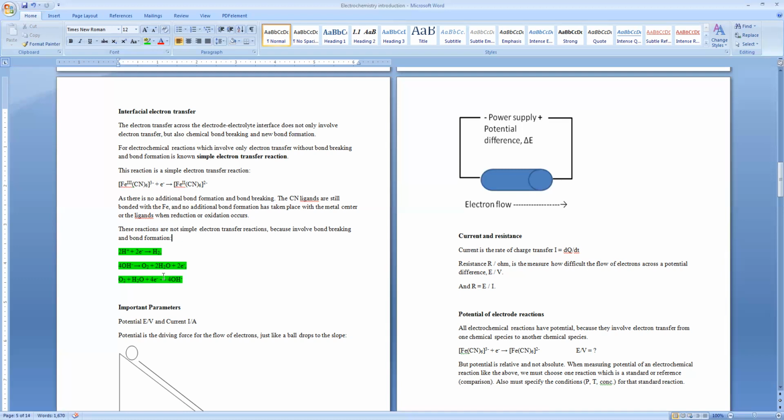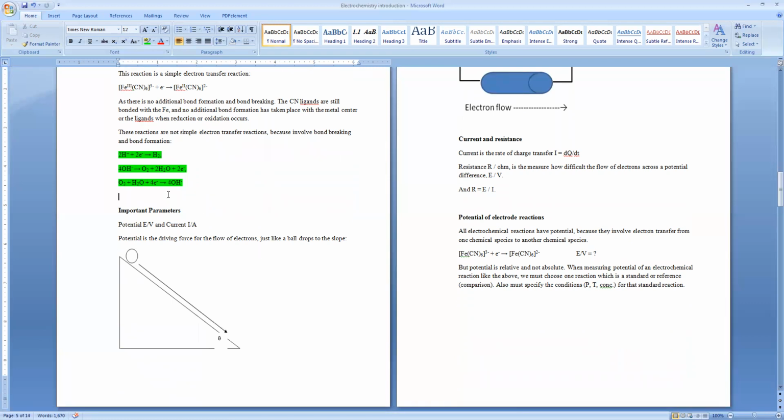So an electrochemical reaction may involve bond breaking and bond formation. It is optional. But the most important thing in an electrochemical reaction is that it must involve electron transfer. Otherwise, it is not an electrochemical reaction. It is just a chemical reaction. So that is what we call the interfacial electron transfer.